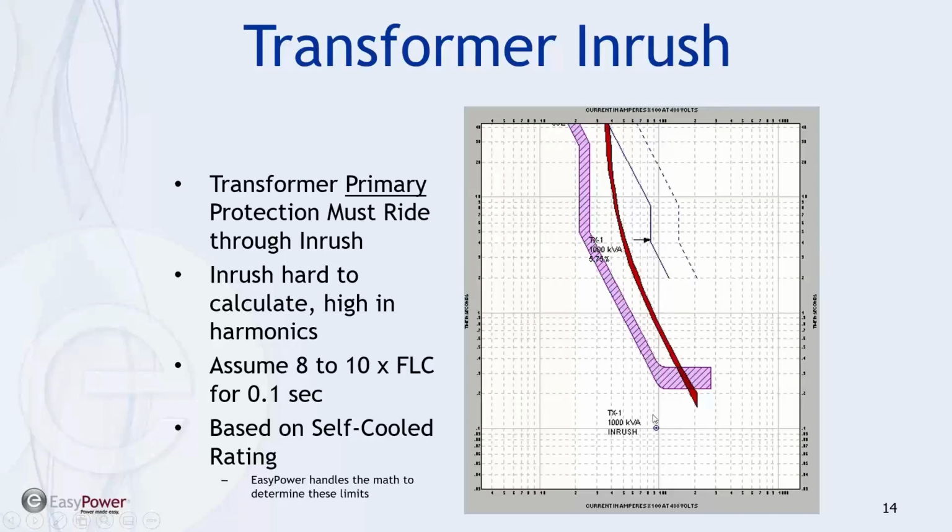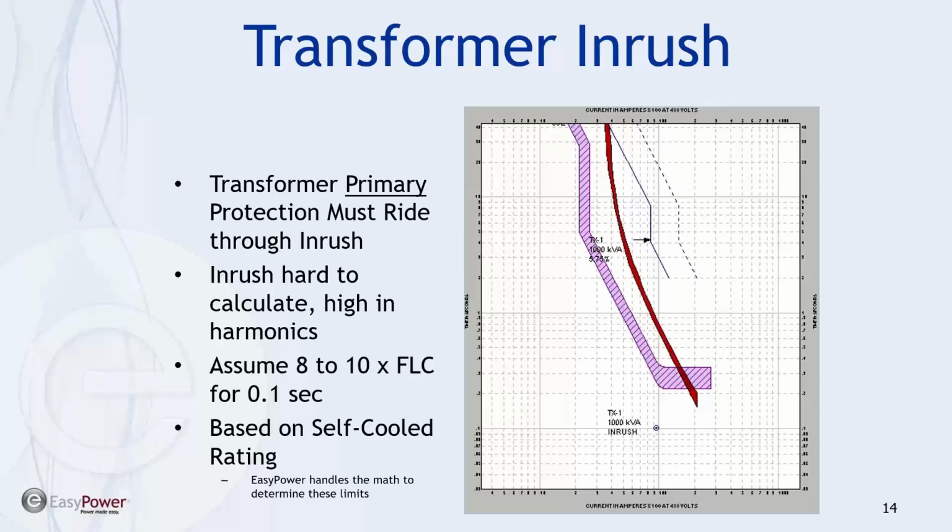We want to make sure that our protection will protect the transformer in that case. But likewise, because the energization inrush can cause sporadic trips unnecessarily, we want to make sure that our protective device is set above that particular point, so the inrush will not cause a trip on the primary side. Now, all this is kind of more to the point of transformer protection, but this is based upon the self-cooled rating. And again, EasyPower handles the math to determine these limits.